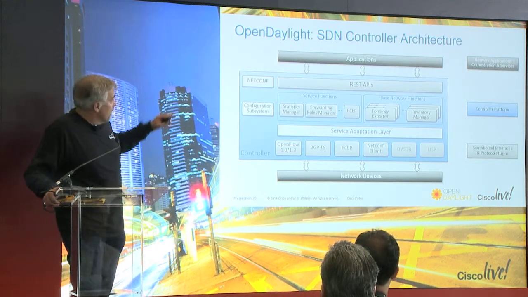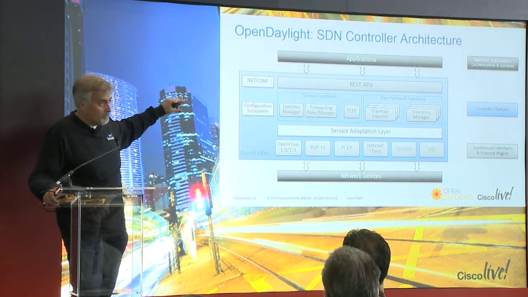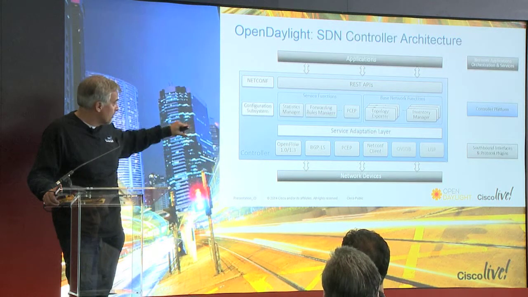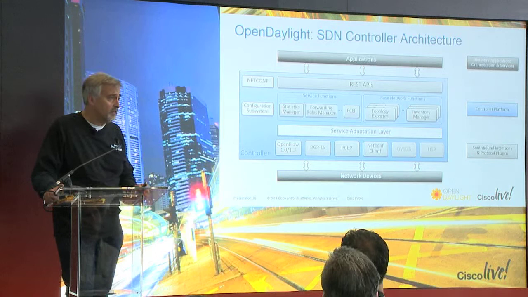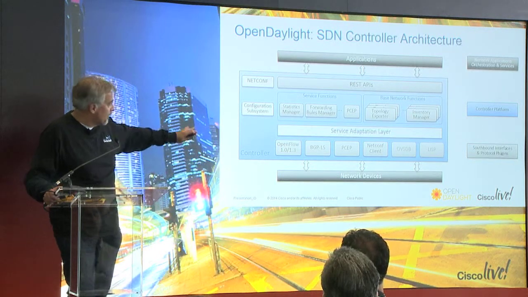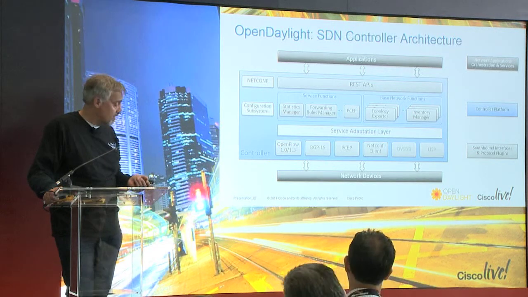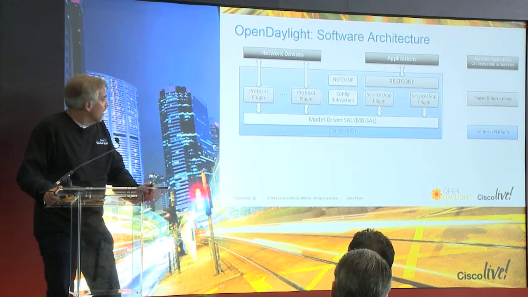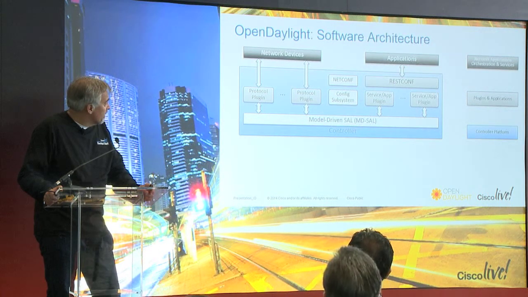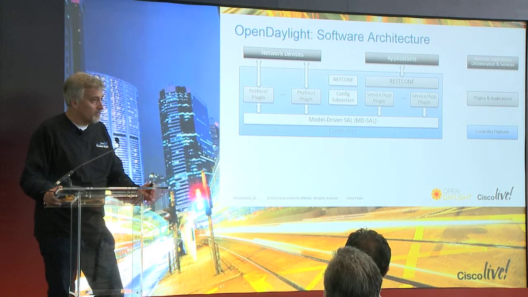So kind of three layers in there: apps on the top, a controller platform with an adaptation layer, and then protocol plugins in the bottom. I would call this almost like a networking view, because there's a network at the bottom and the controller does the adaptation between the network and the applications. But when you look at it from the software architecture point of view, there is actually no difference between protocol plugins and application plugins. They all look the same to the controller infrastructure.